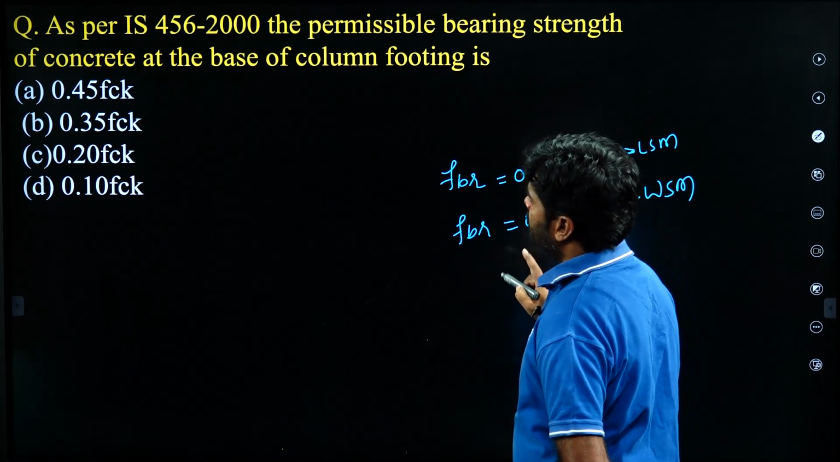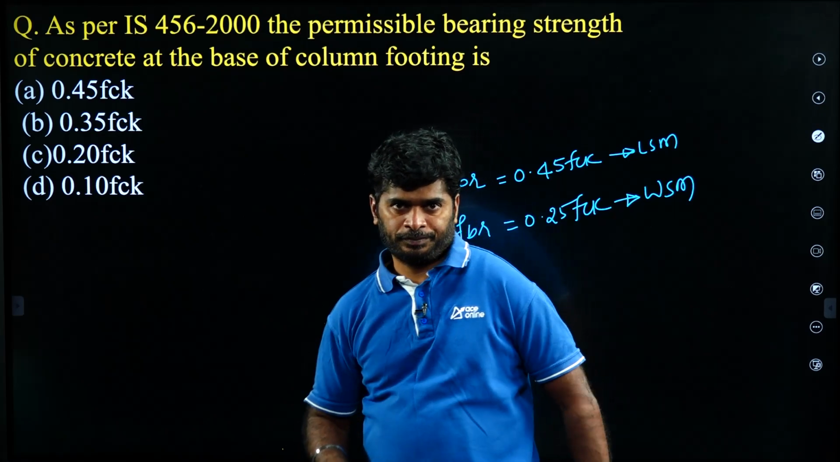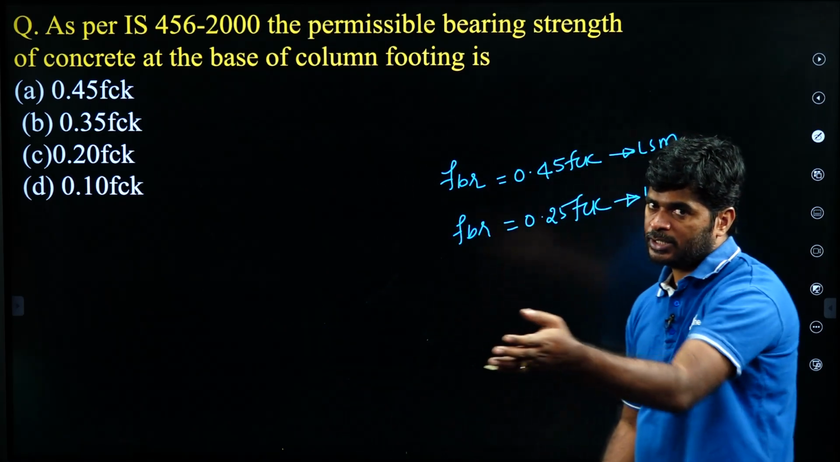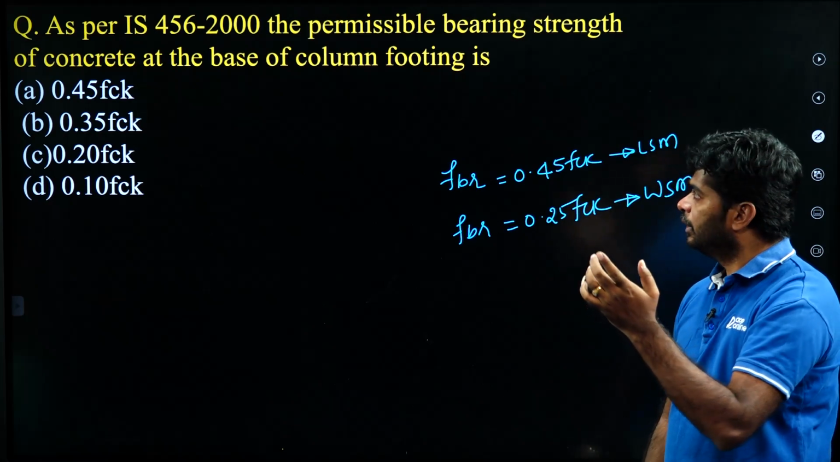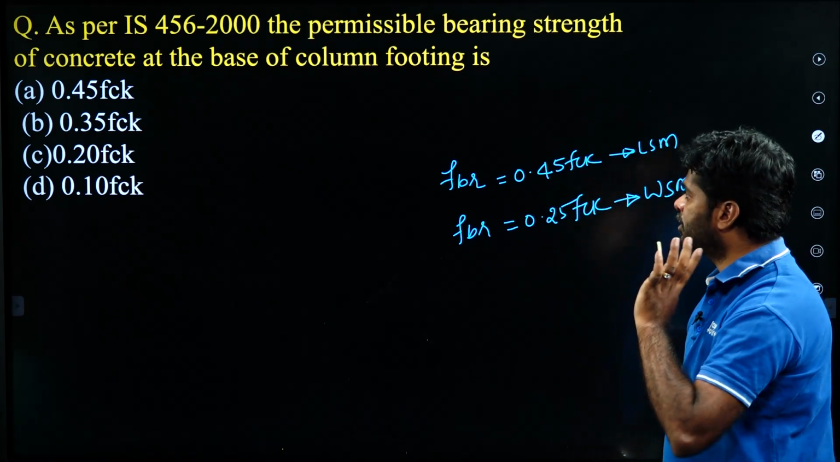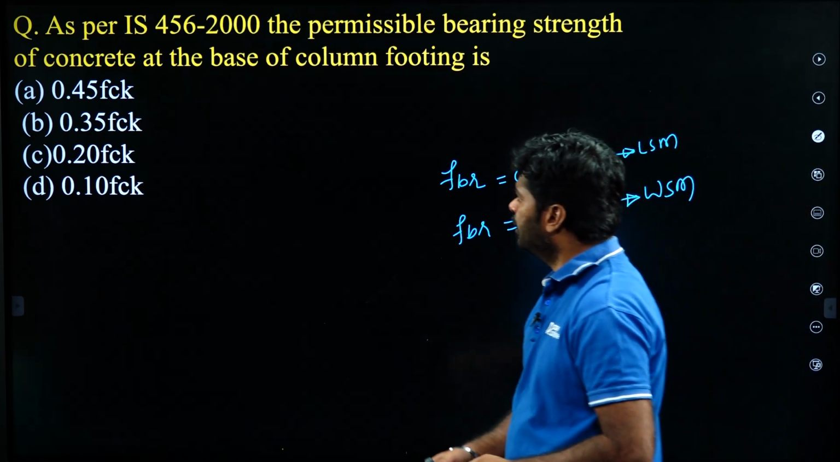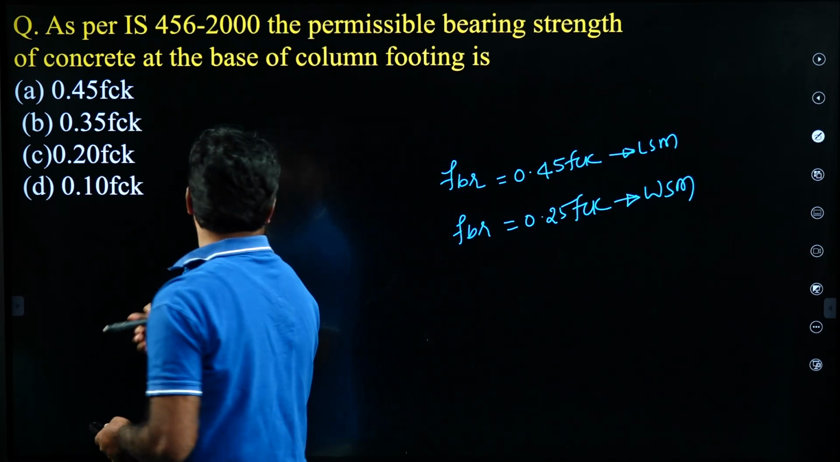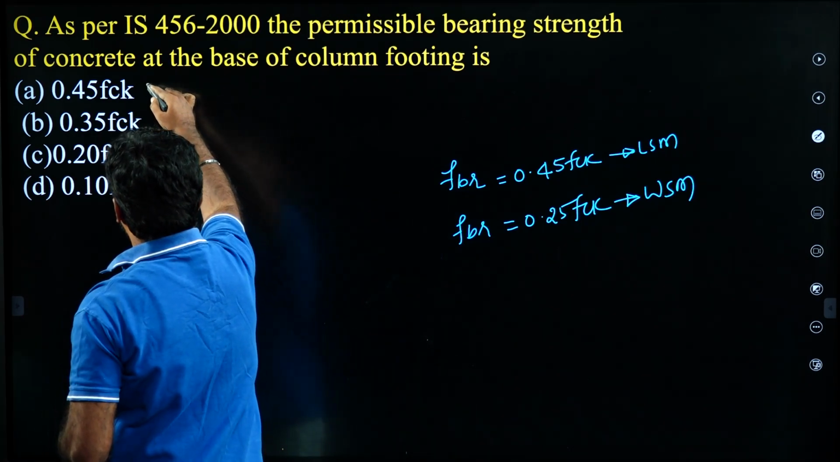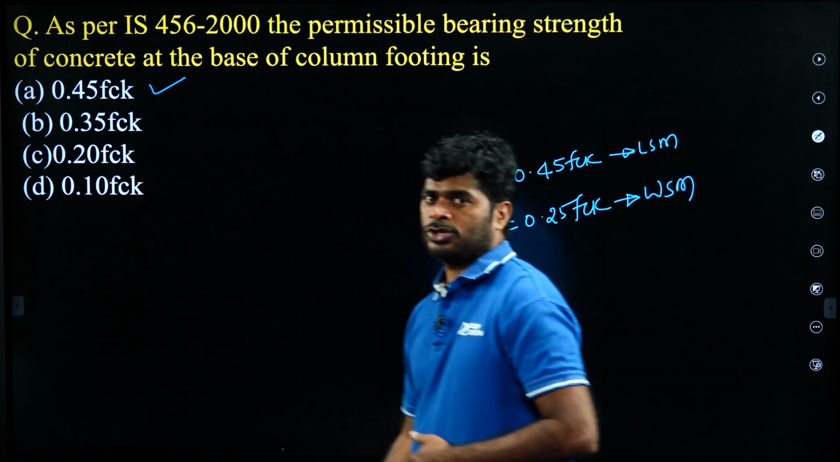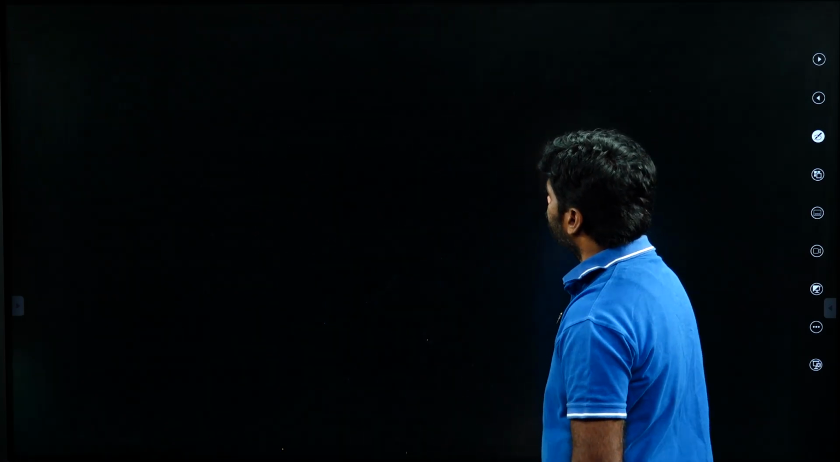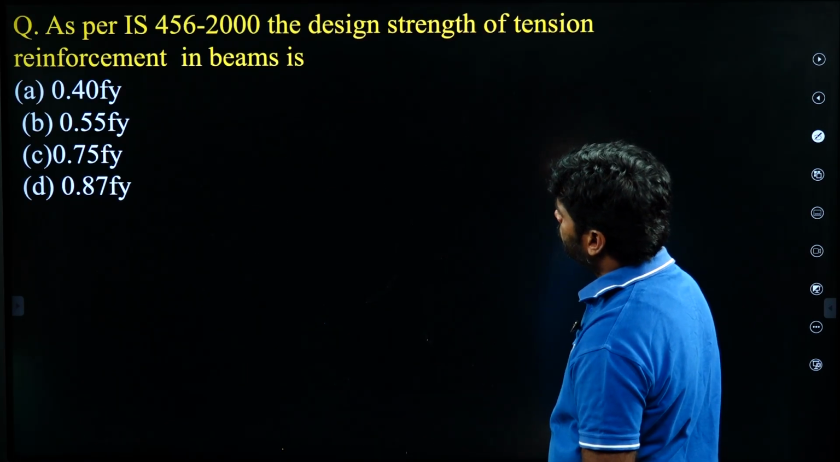If it is working stress method, they will mention in the question. But given here IS 456-2000, my dear, try to understand this is limit state method. So under limit state method, permissible bearing stress is 0.446 FCK, that is 0.45 FCK. Option A is correct. Okay.